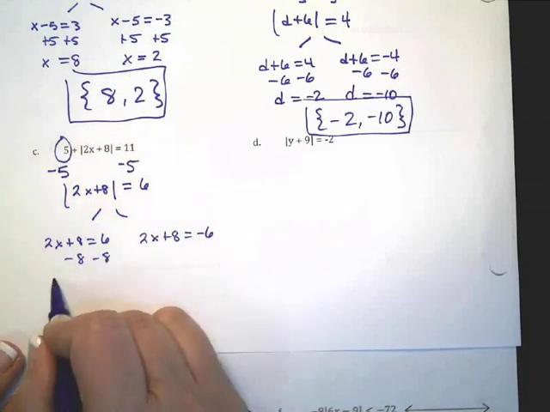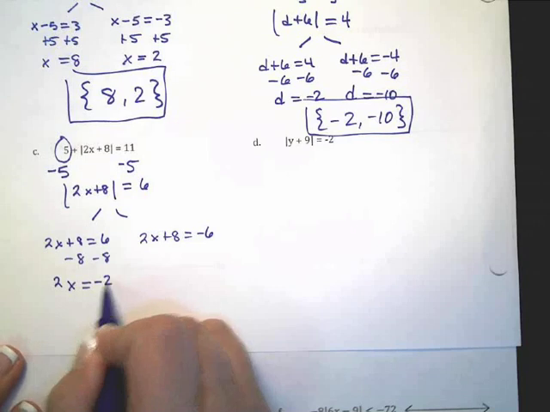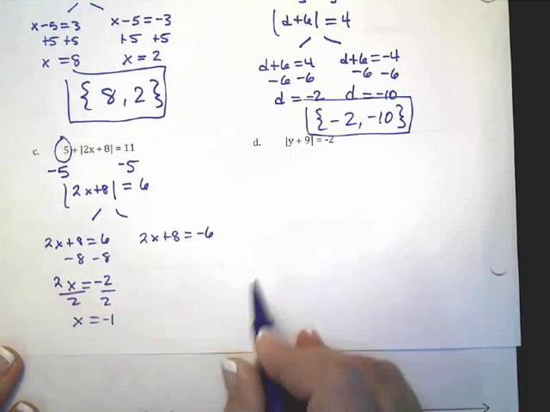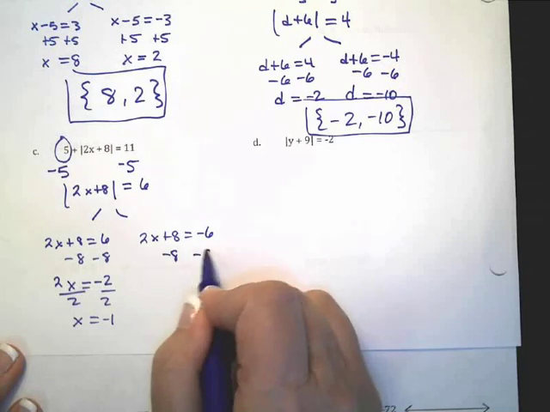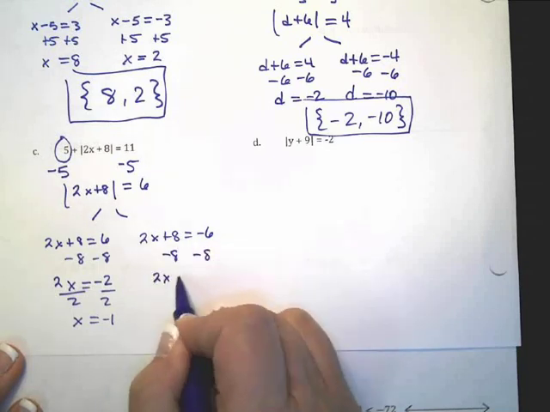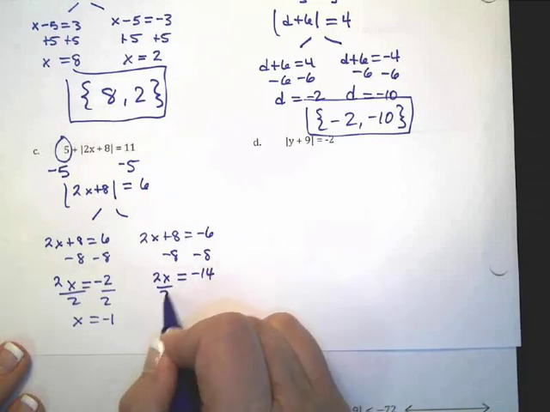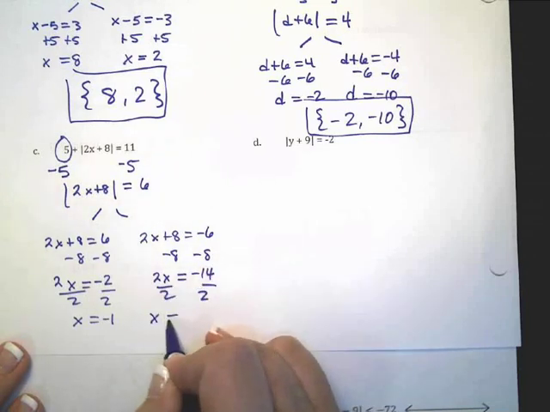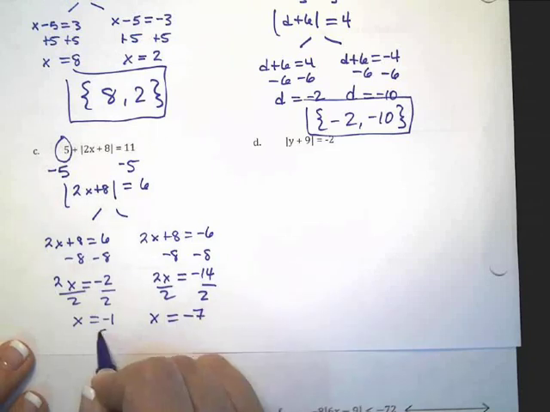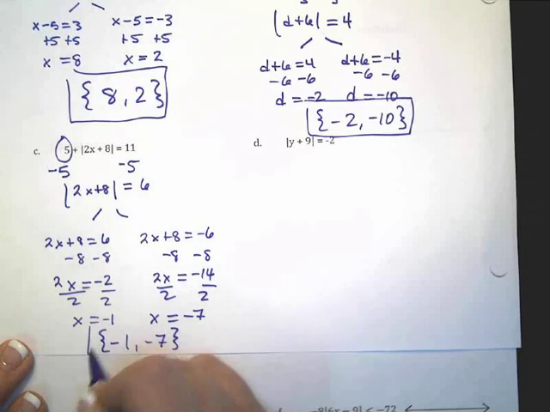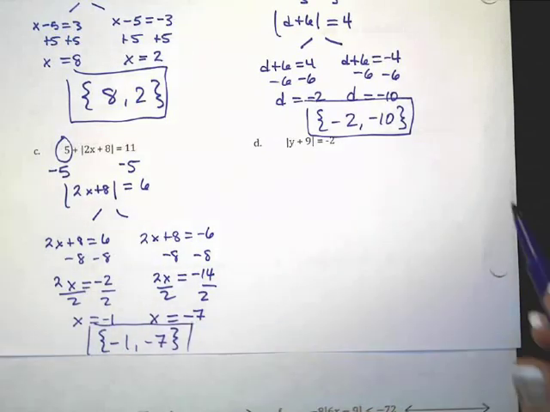Continuing to solve this, we have 2x equals negative 2. Dividing by 2, x is equal to negative 1. Solving the other equation, subtracting 8 and dividing by 2, we end up with x is equal to negative 7. So writing both of our solutions inside the set braces, we have x equal to negative 1 and negative 7.